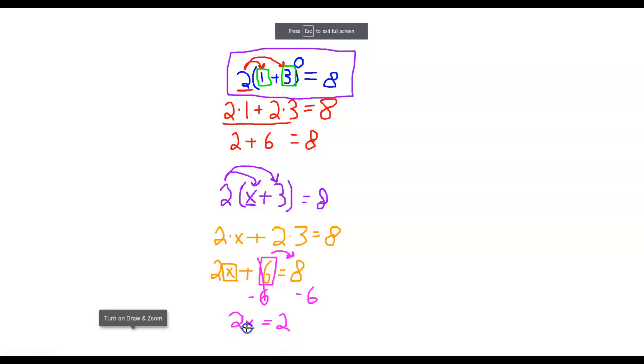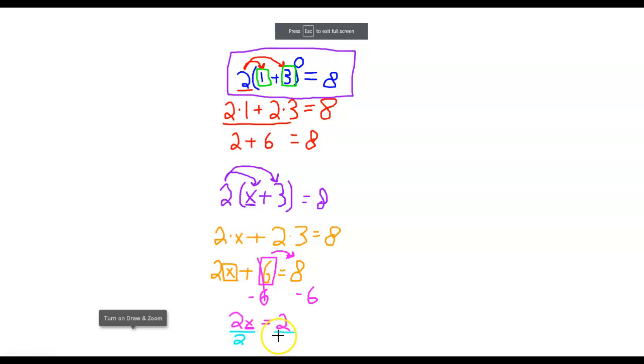Okay, I'm still not quite done. I want to get this x all by itself. I'm running out of colors. Okay, so to do that, 2 is being multiplied by x, and I want to undo that. What's the opposite of multiplication? Division. So I want to divide this 2x by something so that the 2 reduces to a 1. 2 divided by what number is equal to 1? All right, divide it by itself, you get 1.